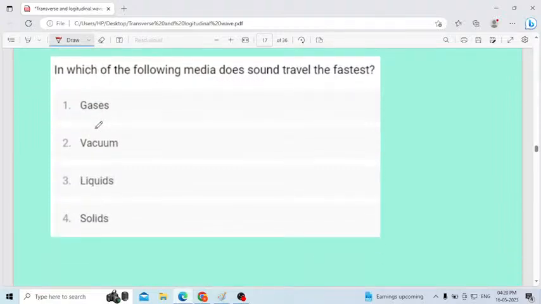In which of the following media does sound travel the fastest? First option gases, second one vacuum, third one liquid, fourth one solid. In solid, sound travels the fastest. Why in solid? In solid all the particles are very closely packed. When a disturbance or vibration happens, the energy can easily transfer. There is no gap at all. Therefore sound waves travel faster in solid. Second is liquid, third is gas. In vacuum, it becomes zero.